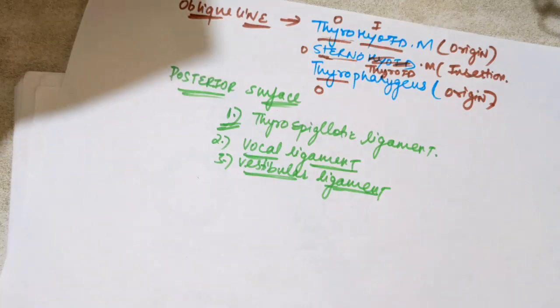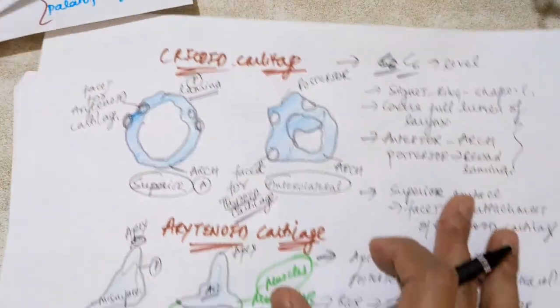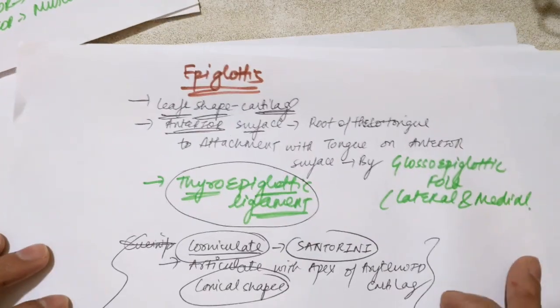This is the notes. Cricoid, arytenoid, we have discussed, epiglottis I have told you.